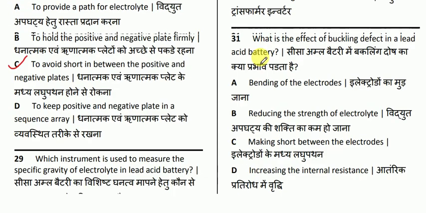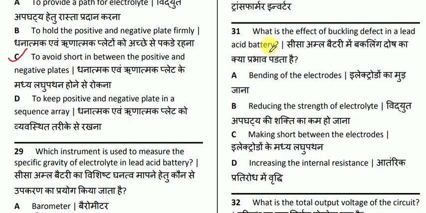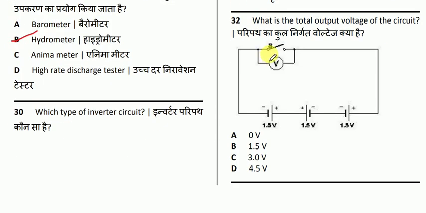Coming to the 31st question. What is the effect of the buckling defect in a lead acid battery? That is bending of the electrodes. And the 32nd question. What is the total output voltage of the circuit? And this is the circuit. Here voltage is applied but the switch is open. So here the voltage is 4.5, that is option D.